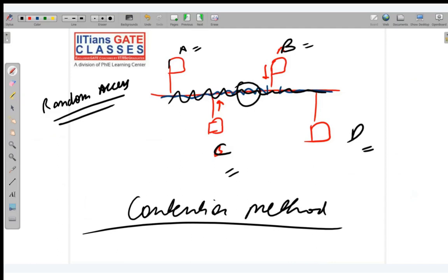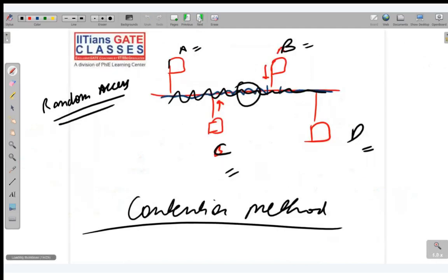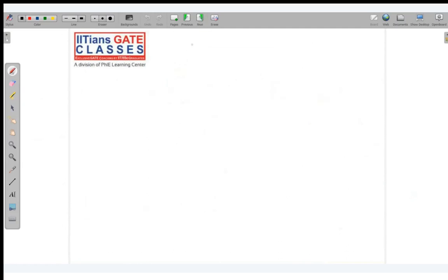Okay. So that's it. This is all about introduction to random access protocols. Now the first protocol which we are going to study is pure Aloha. So let me start that protocol. Take the snapshot of this. I will jump to the next slide. Now we are going to start the first protocol, that is Aloha.